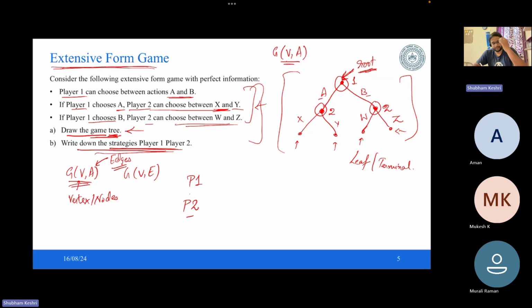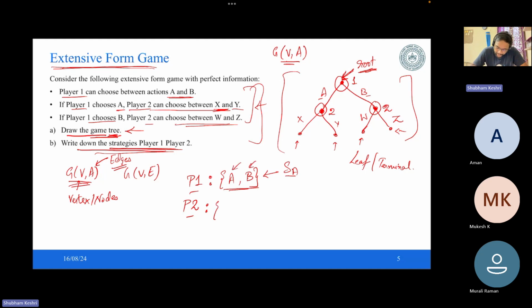Right, so you can just unmute yourself and speak. What are the strategies of player 1? Player 1 is A or B? Player 1 can take any strategy from the set A or B. So this is the strategy set for player 1. You can write it as S of A or any notation you are using. I am saying capital S of A denotes the strategy set of player 1, which has two strategies, A and B.